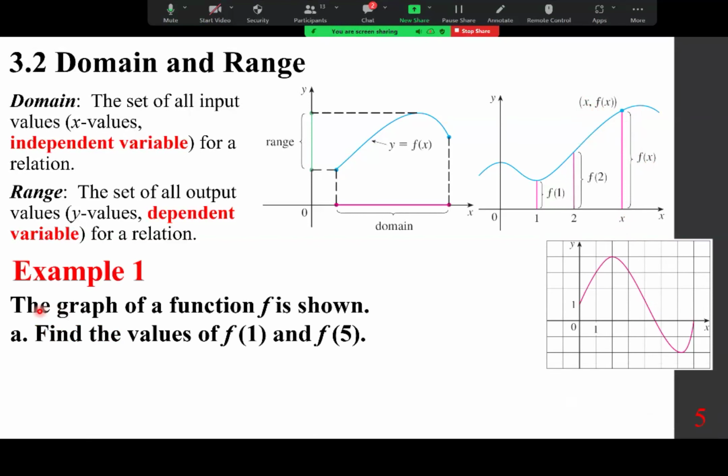So here's the first example. The graph of a function f is shown. Find the value of f of 1 and f of 5. So that means locate the 1 along the x-axis and find the point on the graph. And that point has coordinates 1, 3. Therefore, the answer for f of 1 is 3.